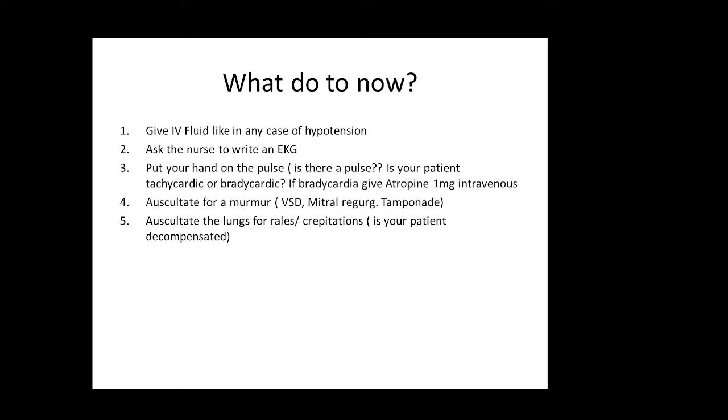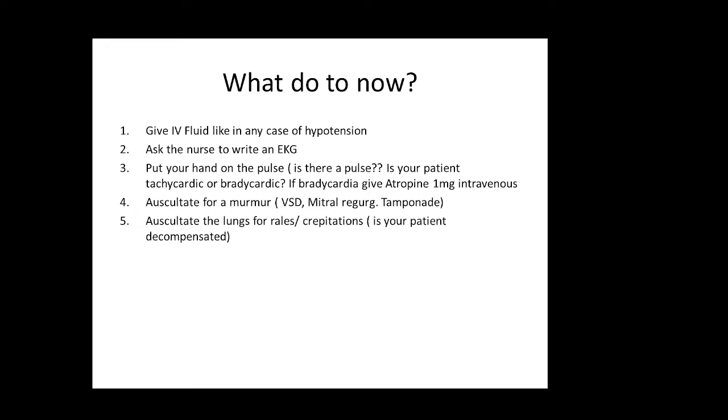At the same time, while waiting for the ECG, try to examine the patient. Look for Cannon A waves on the jugulars, which indicate third degree AV block. Put your hand on the pulse of the patient. Is there a pulse? If there is no pulse, then you think about either pulseless ventricular tachycardia or cardiac tamponade. So these are the two possible causes of pulseless electrical activity post myocardial infarction. We'll talk about it later.